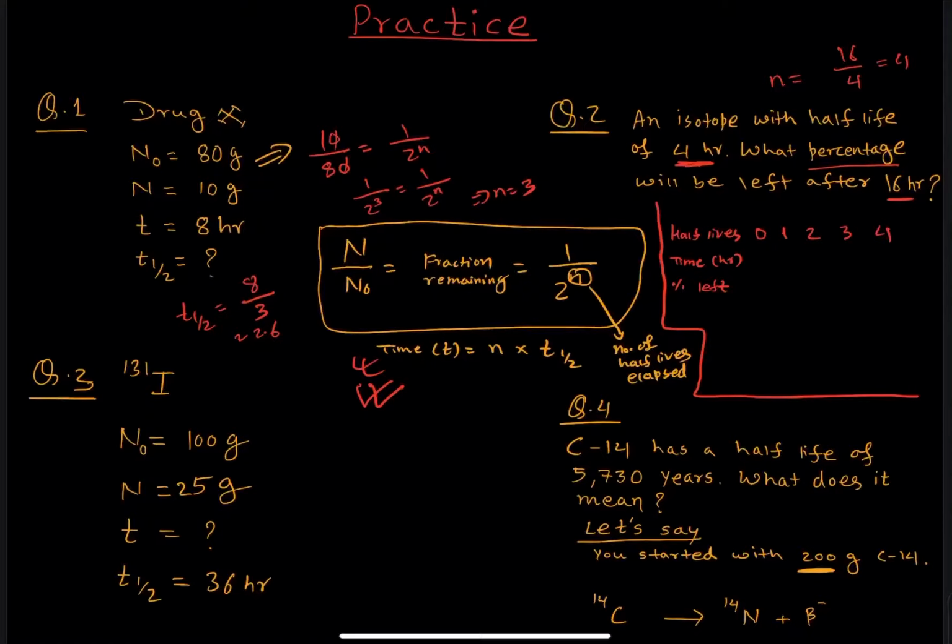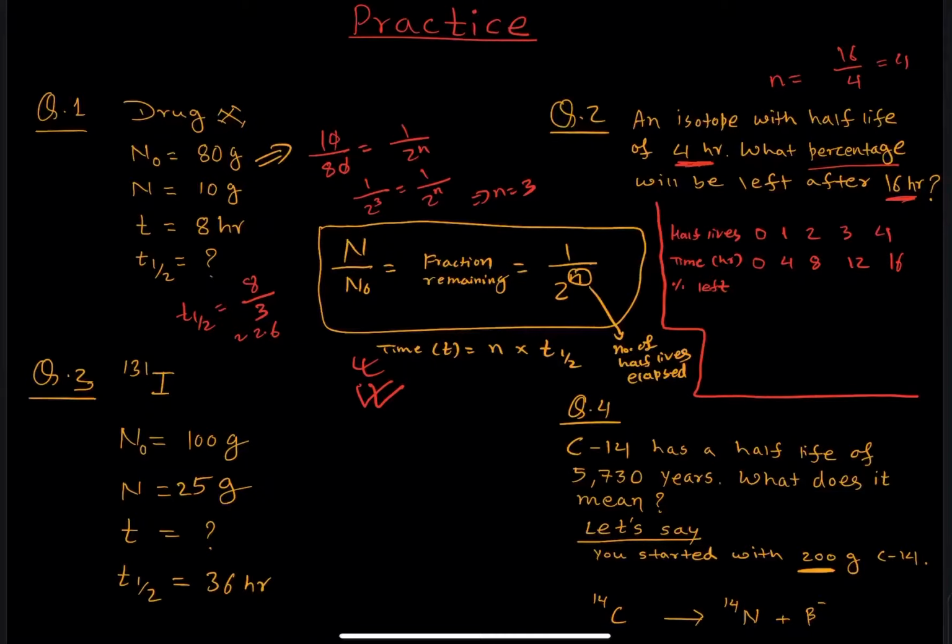Now the time, we have to go up to what? 16 hours. So it should be 16 hours. We know that, right? And it has to increase in increments of 4, right? So initially we have 0, then 4, then 8, then 12, then 16, right? Now percent left.